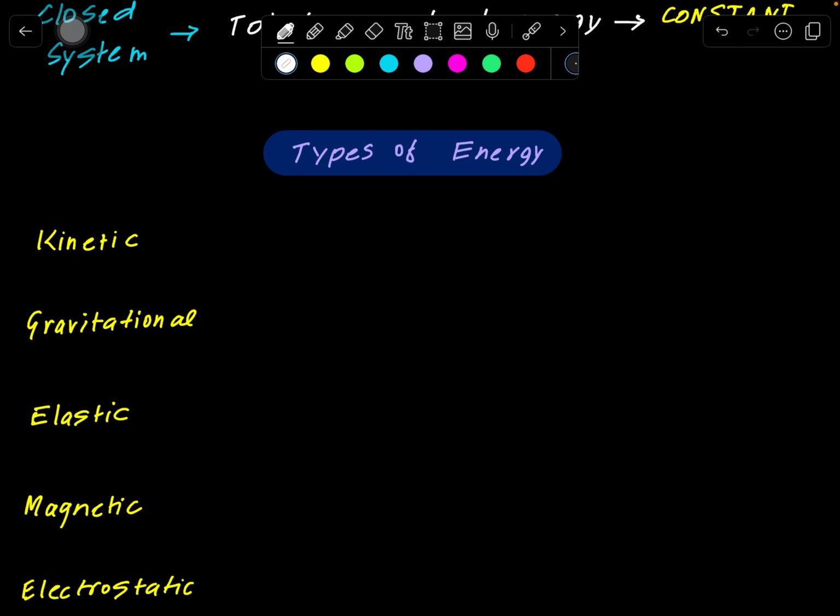First of all, we have kinetic energy. Kinetic energy is the energy of motion. When something starts moving, it gains kinetic energy. Okay? So, energy of motion.